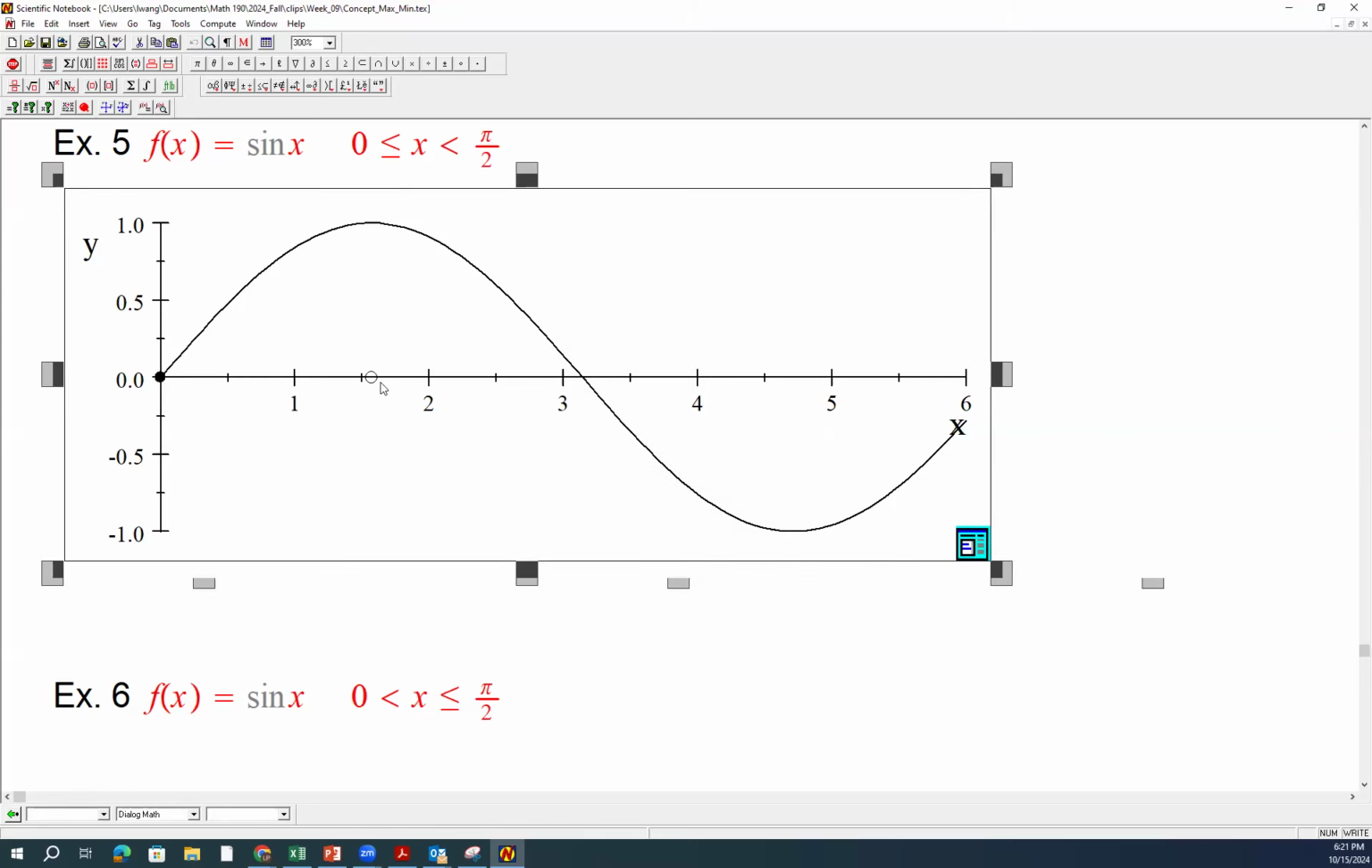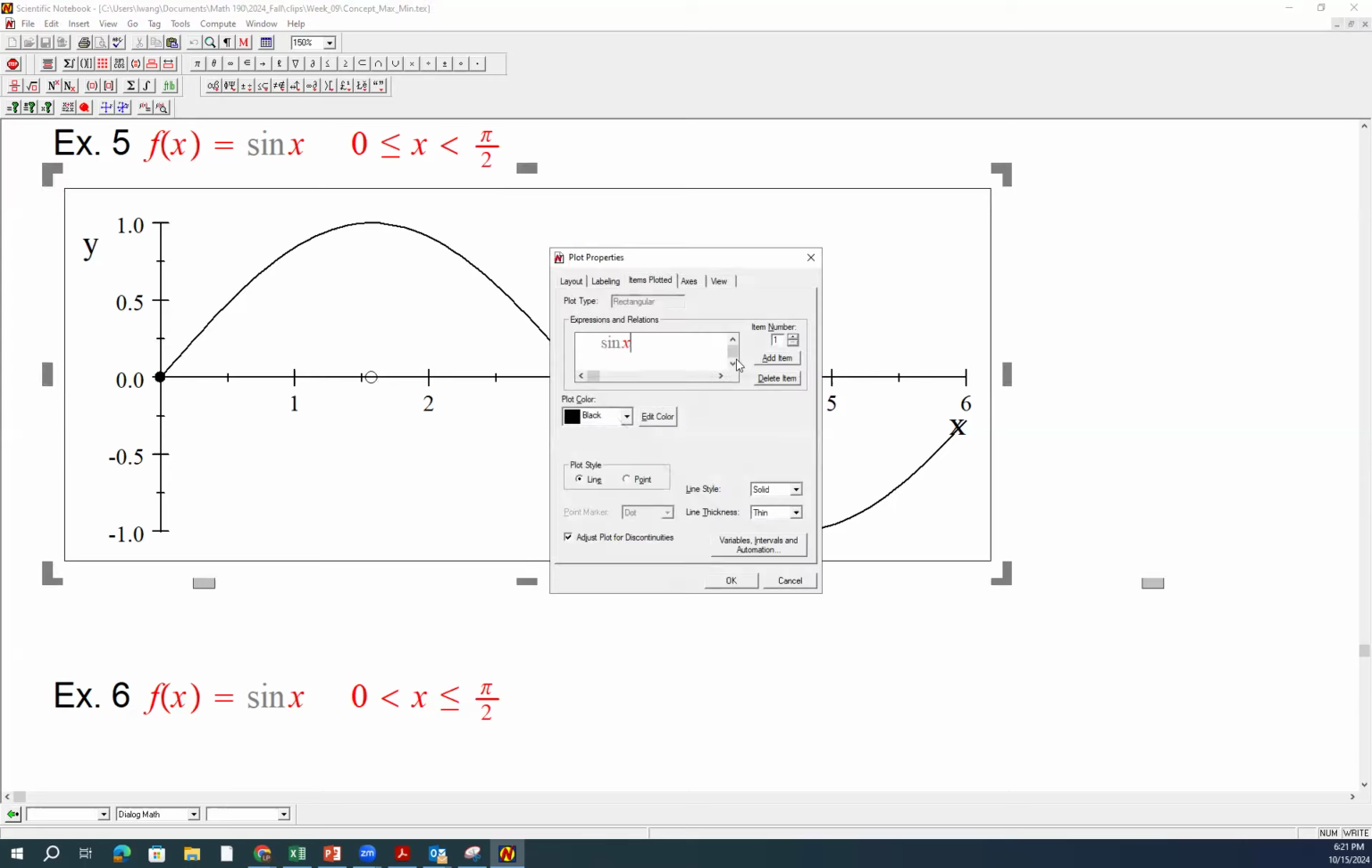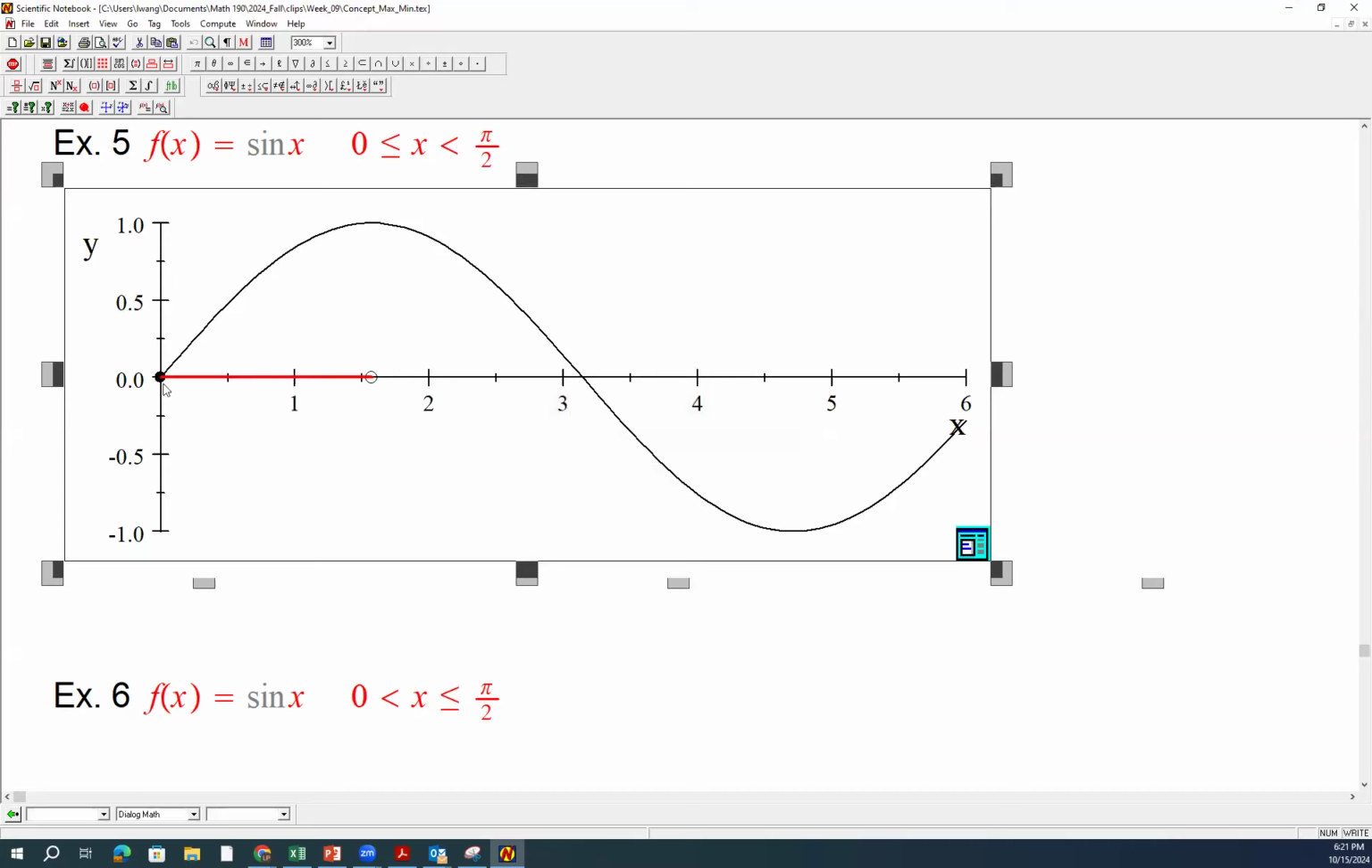Is that color okay? It looks fine. And I'm going to mark the interval, by the way, so that will make it easier for us to see. Okay, so (0, 0), (pi over 2, 0). And we're going to use a red interval, make it medium. So this time we see better. The left is a dot, so the endpoint is included; the other one is not.